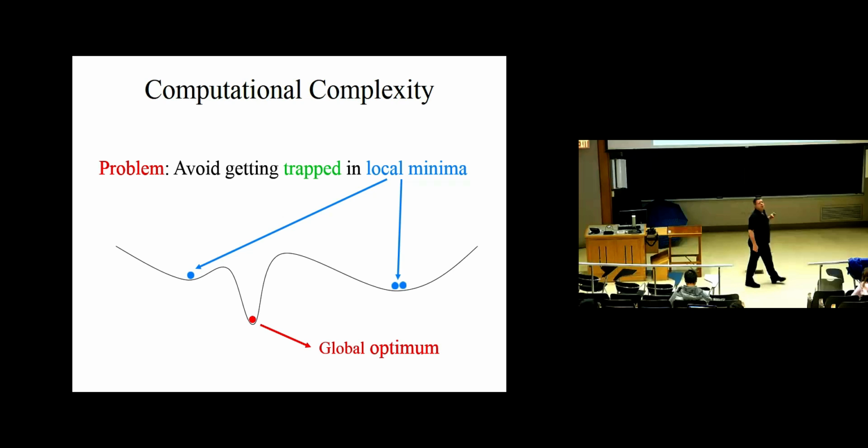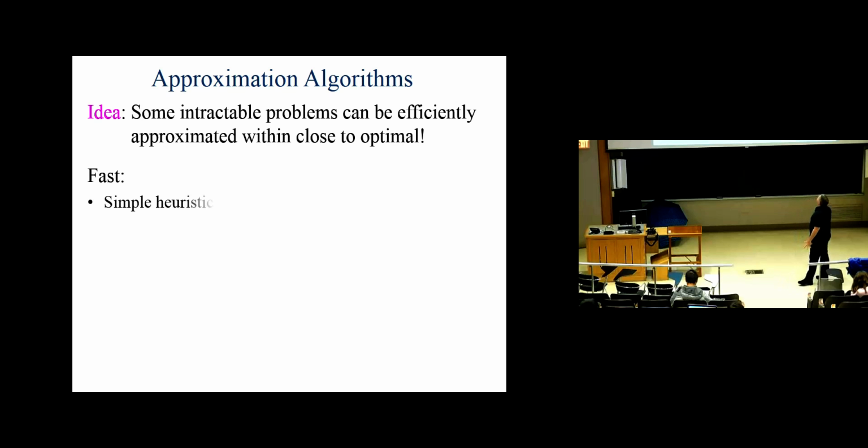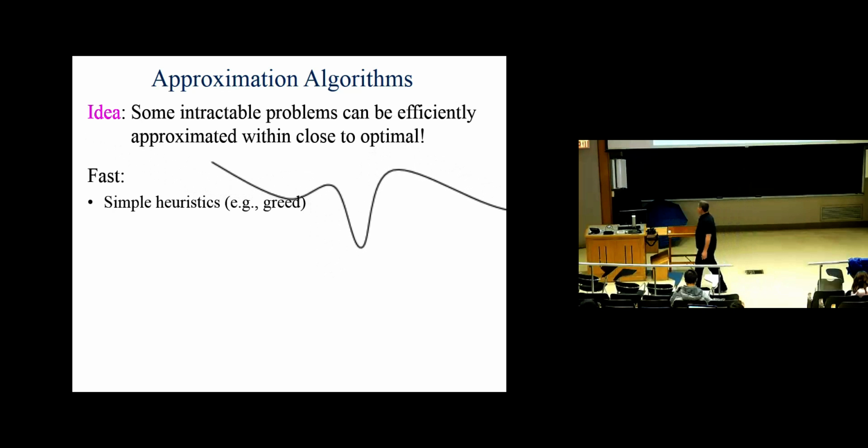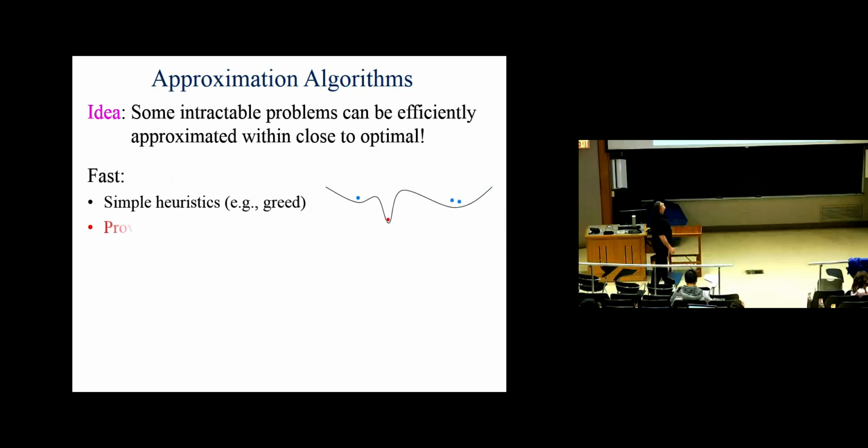So when you use heuristics, you try to avoid getting trapped in local minima and instead try to maximize your chance of finding better minima and ideally, some global optima if possible. Some intractable problems cannot be efficiently approximated, even close to optimal. And so we use heuristics that are relatively simple to try to find these global optima if possible.